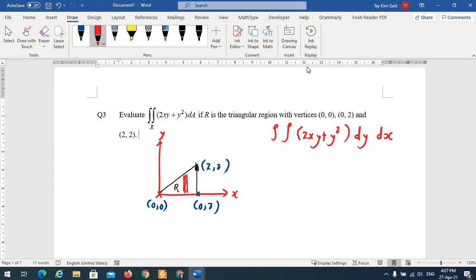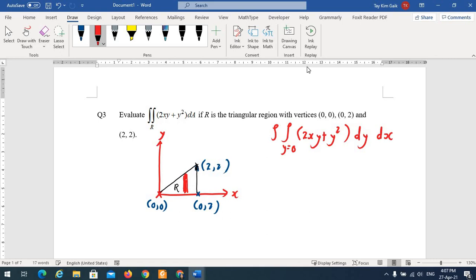So dy dx, then you must have limit of y, lower limit of y up to upper limit of y. Lower limit of y is actually, when you form your vertical bar, the bottom of the vertical bar touches the x-axis, which is y equal to 0, up to this slanting line, which is a linear graph.